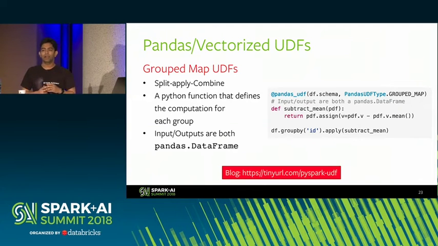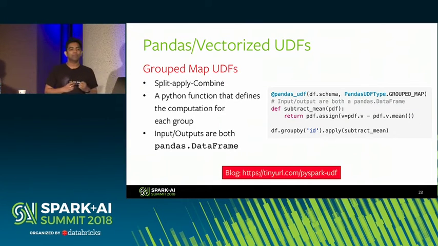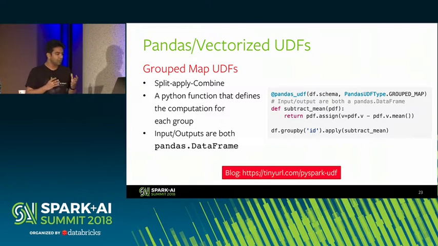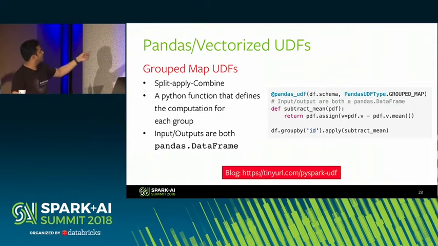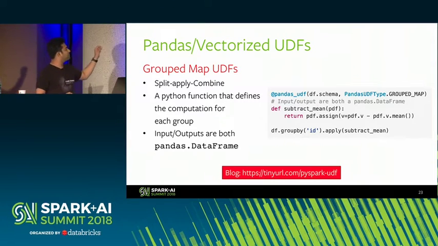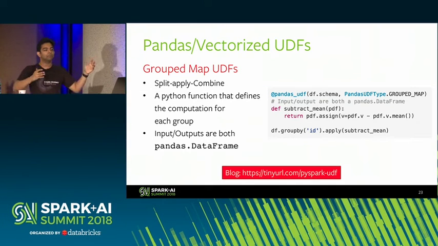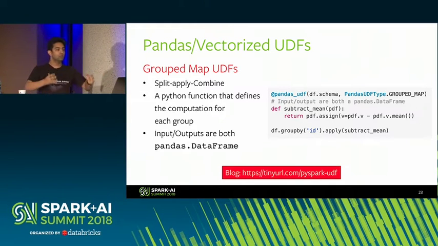The second one that we have in this category is called grouped map UDFs. These grouped map UDFs work on this popular paradigm of split, apply, combine. What this really means is that it operates on grouped data. So you can imagine, let's look at the example in which we're doing df.groupby ID. It tells Spark to first do a group by, and then Spark ships these serialized groups to the Python process.